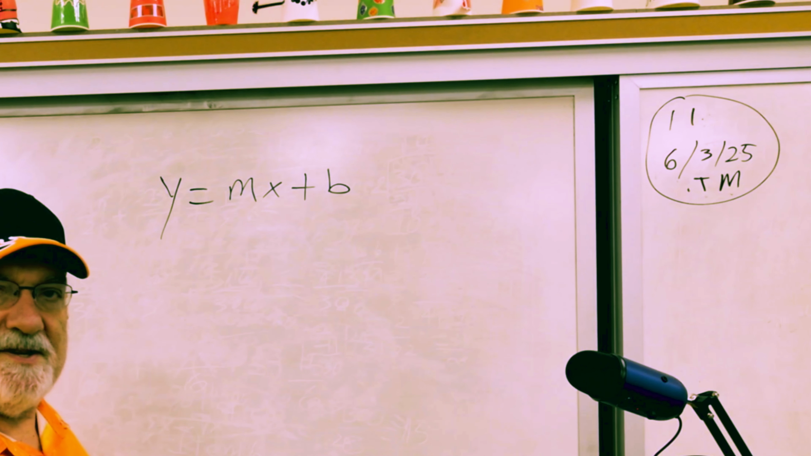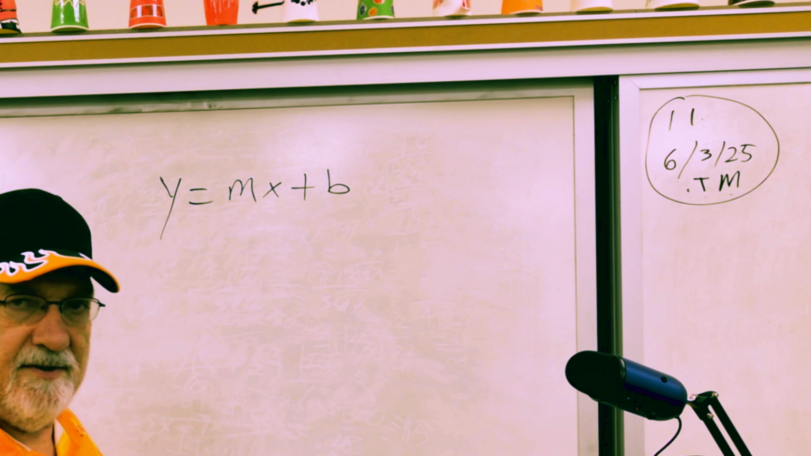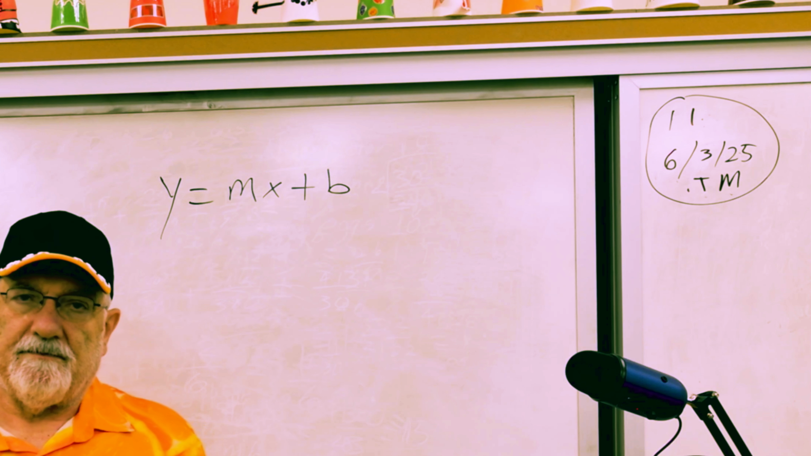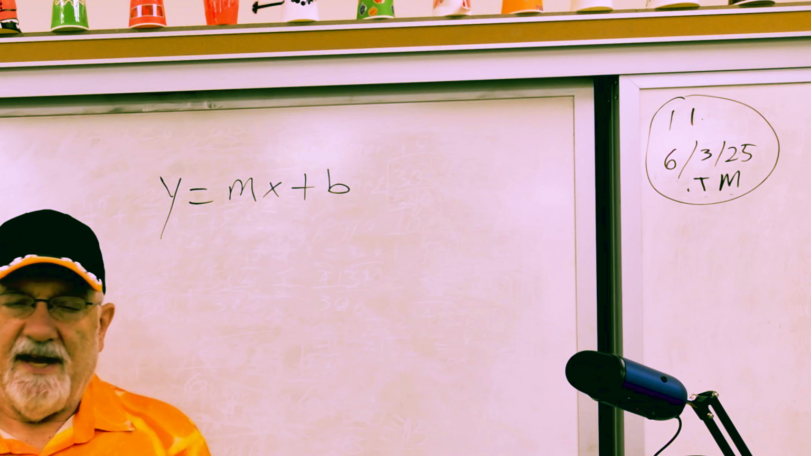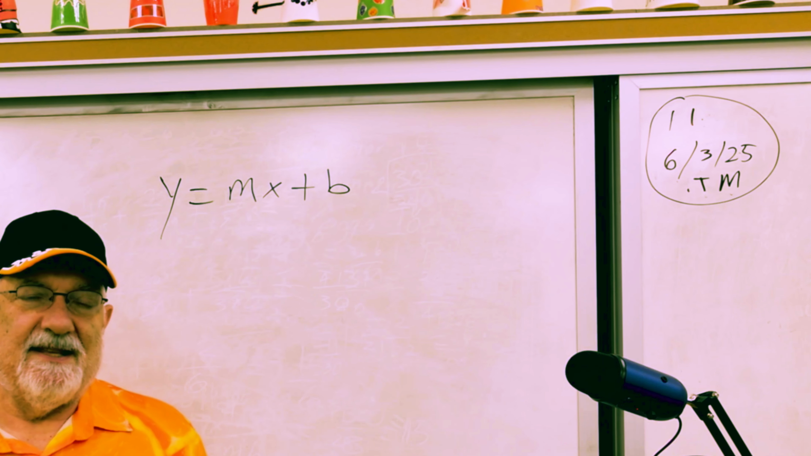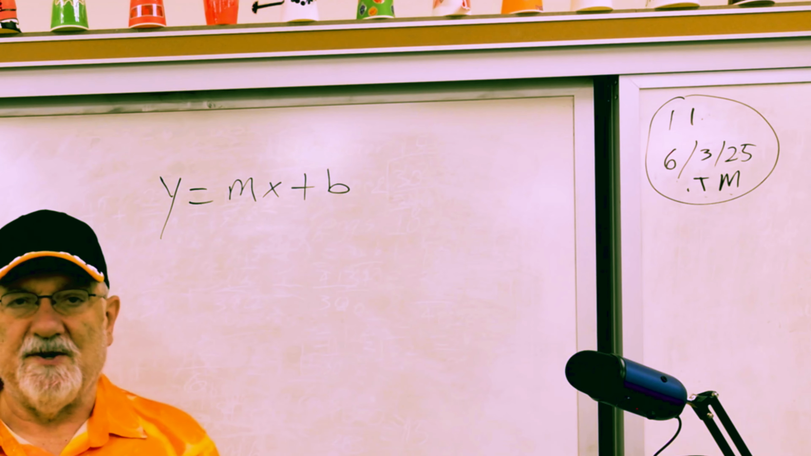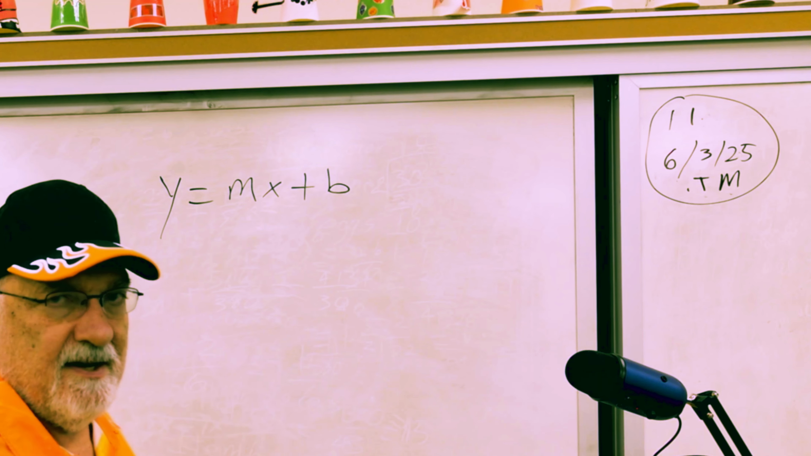And x and y, you know where they are. They're on the coordinate plane. And m is the slope, also known as rate of change, and it has some other cool names. And then b is where the line hits the y-axis. We call it the y-intercept because it intercepts the y-axis.